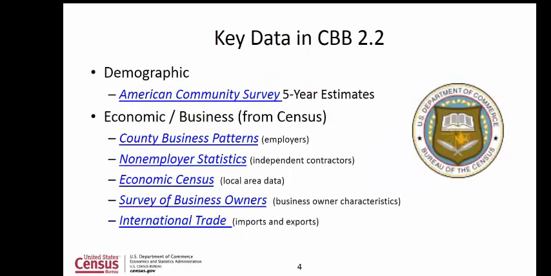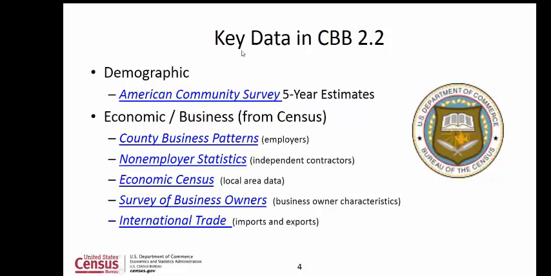So Census Business Builder is actually an iterative web app. It's currently on version 2.2, and it is basically a mashup of data from different sources from throughout the Census Bureau across the demographic, population, and economic directorates. As I stated in the previous slide, you don't need to know that when you use the app. All you need to know is how to click a few buttons to get the data that you need. But I certainly want to at least make you aware of where the data are sourced from.